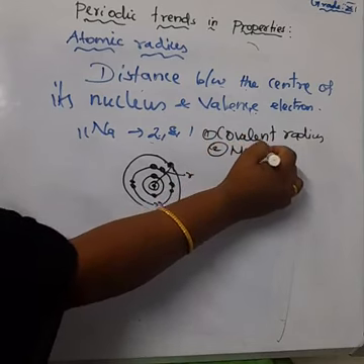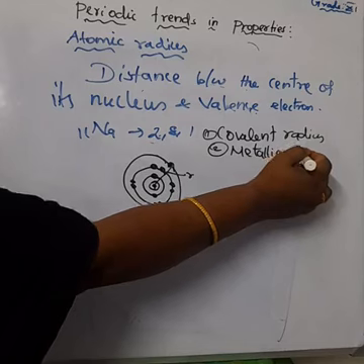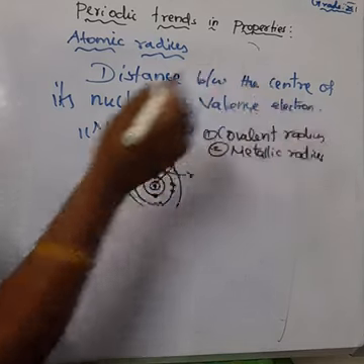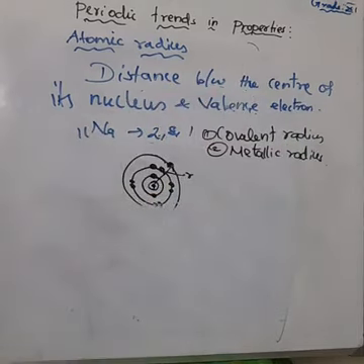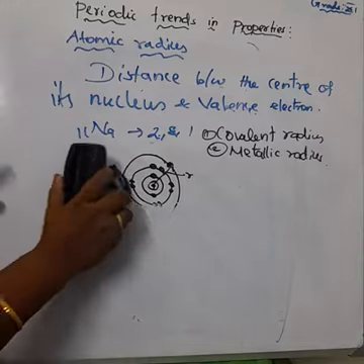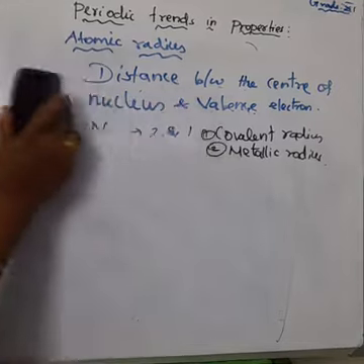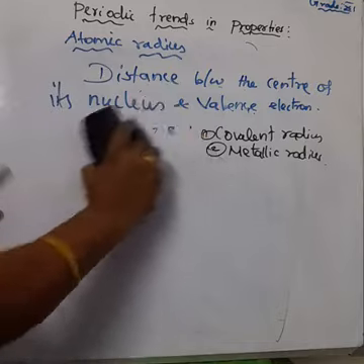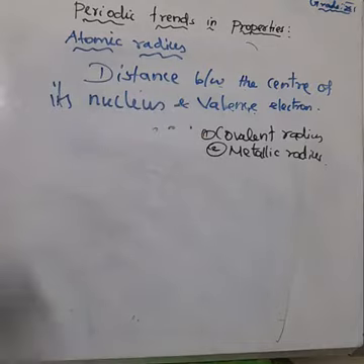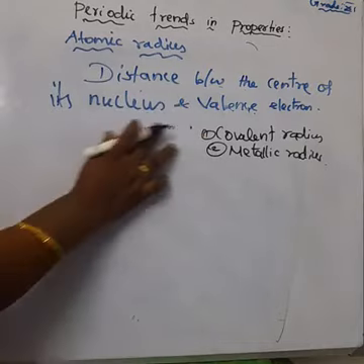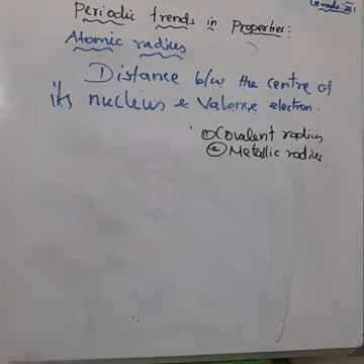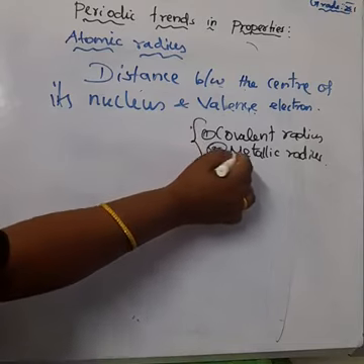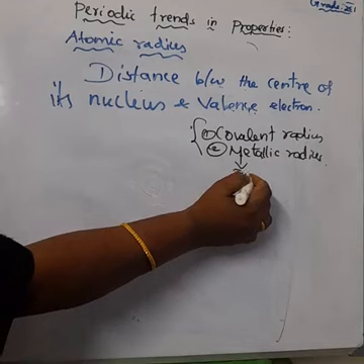Covalent radius means the distance between two atoms that are covalently bonded. If two atoms are joined with a covalent bond, they are called covalently bonded atoms. Metallic bond means the bond formed between two metals. That bond is known as a metallic bond.